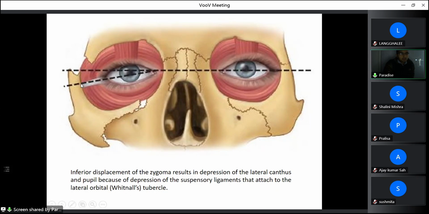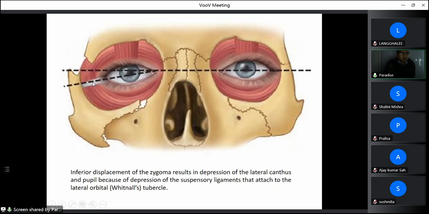Whenever the ZMC is fractured and the zygomatic bone comes down, what will happen? Along with this bone, the Whitnall's tubercle, which is present at the lateral wall of the orbit within the zygomatic bone, will also come down. Along with this, the suspensory ligament will fall down. So the position of the globe will be changed. The eyeball will come down.